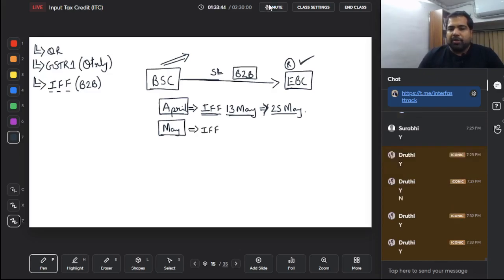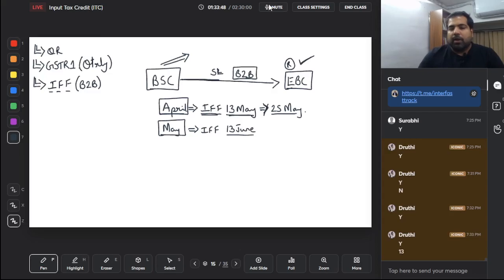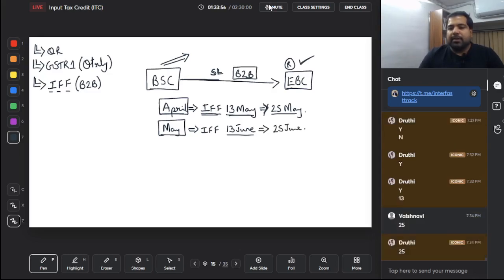Yes. By which date? By 30th June maximum. And these are supplies again. So for this, I will pay the money by when, guys? By 25th June. Basically, this is April and this is May. And for June, if I have some B2B supplies, then will I file IFF?